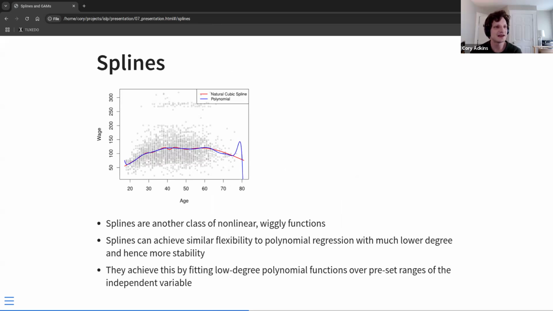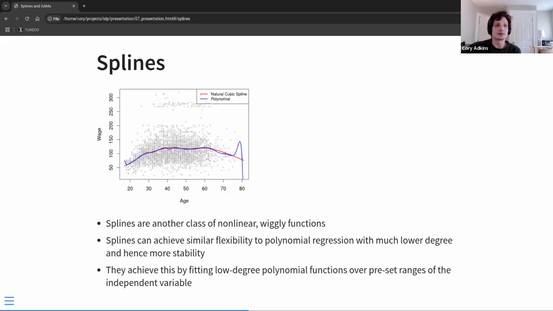So the real meat of this chapter is in the splines and the GAMs. Splines, most basically, we can think of as just another class of nonlinear, wiggly functions. They have quite a bit more flexibility than linear models. They achieve flexibility similar to polynomial models, like the kind we began the chapter with, but with much lower degree terms in the model. In general, lower degree is good, in particular for model stability. High degree polynomials can do unusual things, especially towards the tails of the range of X. They will sometimes shoot off into the sky. So these lower degree polynomials are a little more stable.